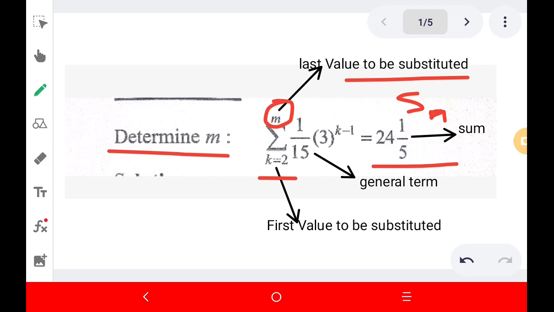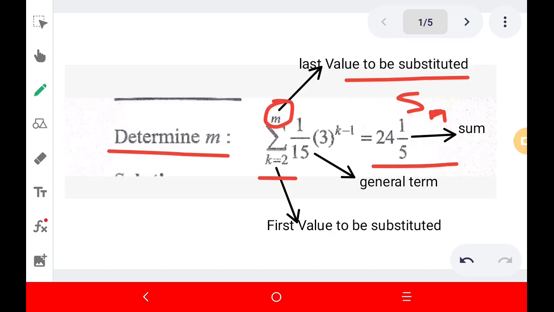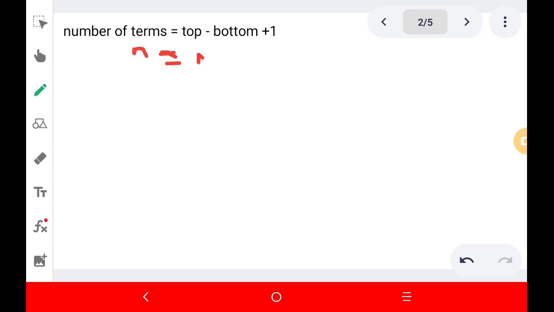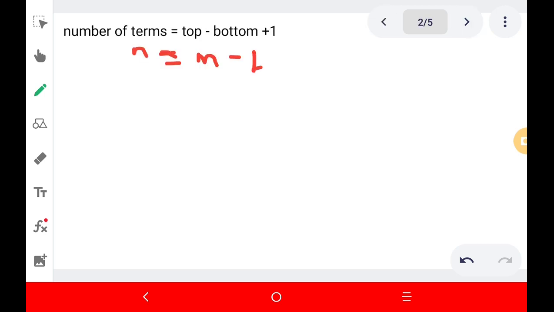Now, in our previous video, I said if we want to deal with sigma notations, we can use the following 4 steps. First thing that we can do is to calculate the number of terms in this series. So how do you calculate the number of terms? It's our n. n can be given by top minus bottom plus 1. So what is written at the top is m, so it's m minus what's written at the bottom, which is 2, plus 1.